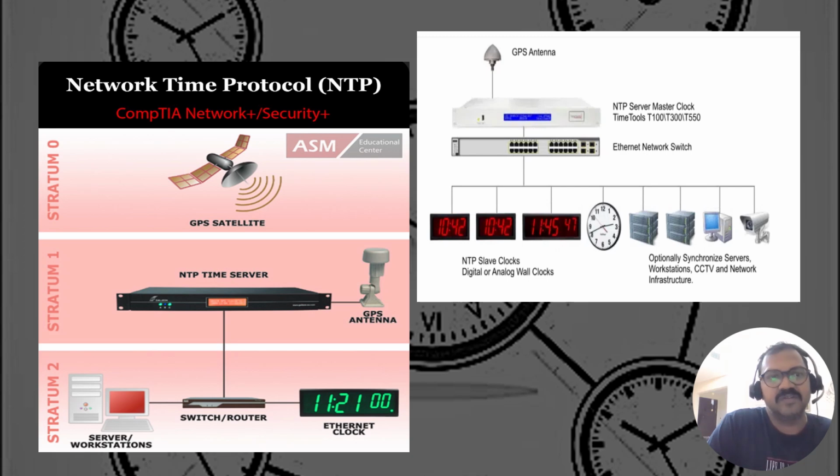On the left side you can see the network protocol, coming to the GPS antenna that is connected to the NTP time server, and it goes to the router or switches. From the switches it goes to the clocks and server workstations. Next.